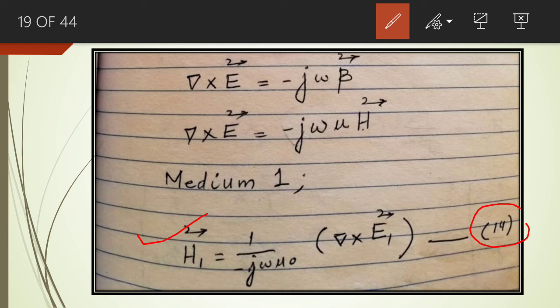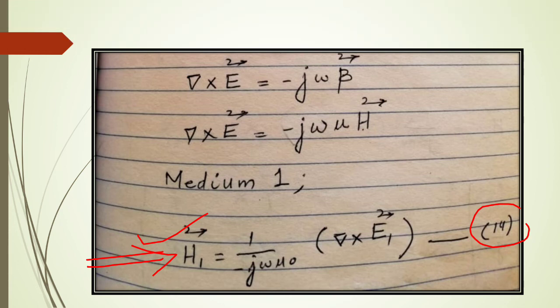So let us simplify the right hand side of equation number 14, and you see H1 will have two components. One component of H1 will be tangential to the interface, the other component of H1 will be normal to the interface. We are not interested in the normal component, because whenever the wave travels from one medium to another medium, the normal component of the wave changes. So we shall focus on the tangential component of H1. So let us simplify the right hand side of H1.